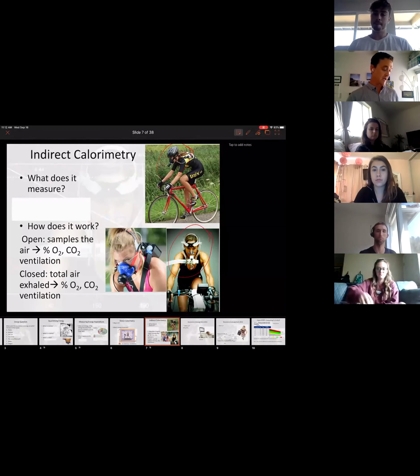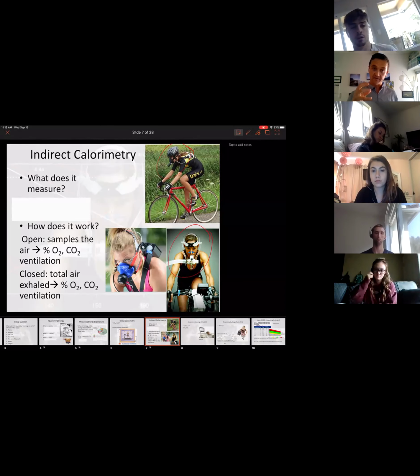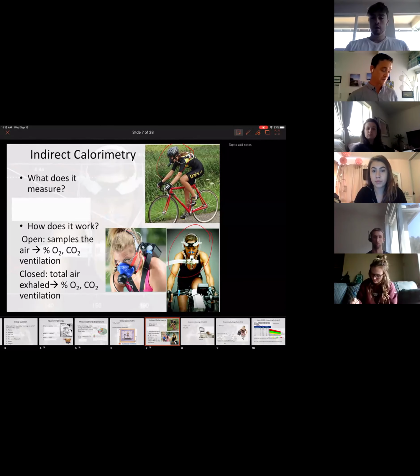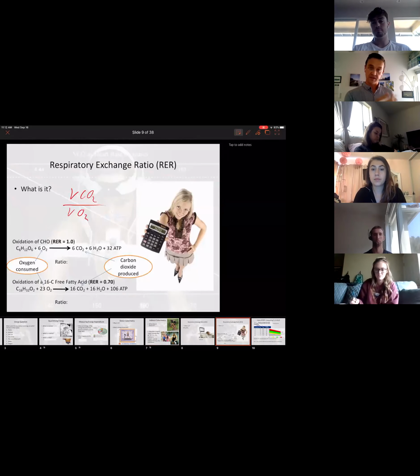That's going to be measuring oxygen consumption, CO2 production, and ventilation, which is total air volume moving back and forth, okay? When we do that, we'll get that oxygen value and that CO2 value, right? One of the things we'll get on the machine is this thing called RER, right? RER is a ratio of CO2 to O2.